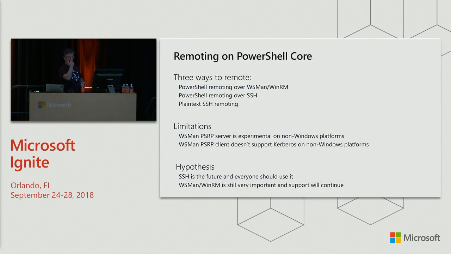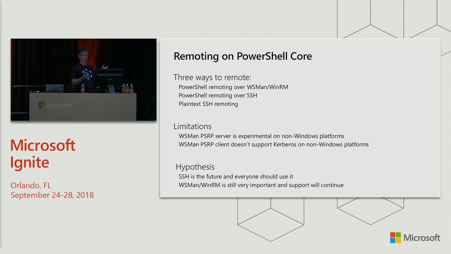We have a really nice demo with it. So with PowerShell remoting, we have a couple of different ways now in PowerShell Core. We can still use PowerShell remoting over WinRM. We can use it over SSH. This is a new thing. Or we can use the plain SSH remoting as well. There are a couple of limitations here still, that the remoting based on WSMan is still experimental on non-Windows platforms, and they still don't support Kerberos.